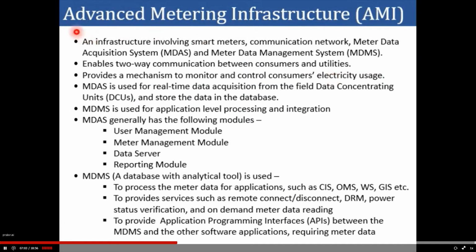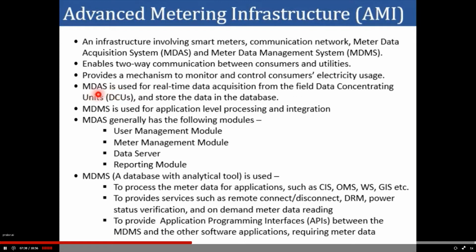Now let's see what is advanced metering infrastructure. Advanced metering infrastructure is an infrastructure which involves a smart meter, communication network, meter data acquisition system, and meter data management system. Advanced metering infrastructure, that is AMI, enables two-way communication between consumer and utilities. It provides a mechanism to monitor and control the consumer's electricity usage.